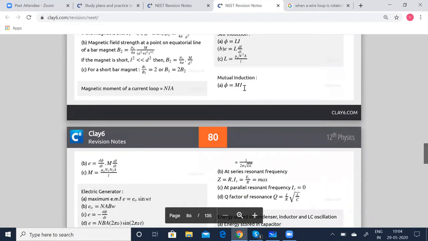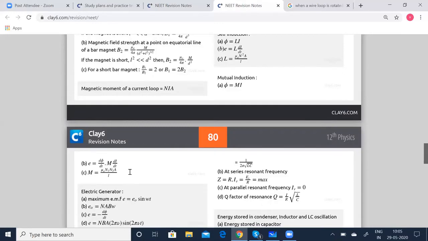Mutual inductance: phi is equal to M i, where M stands for mutual inductance, I is the current. E is equal to minus d phi by dt, which is M into di by dt, where M is equal to mu 0 n1 n2 A by l. Mutual inductance, as the name indicates, is the inductance between the two coils. So that is why we take the turns. We consider two coils where the number of turns for each coil is N1 and N2.